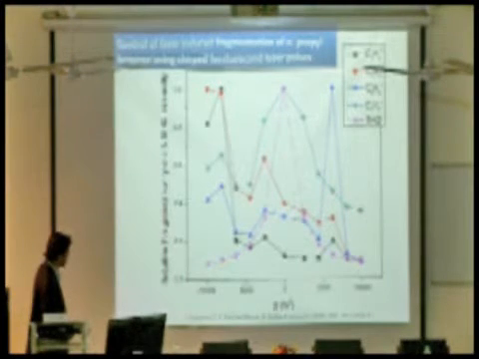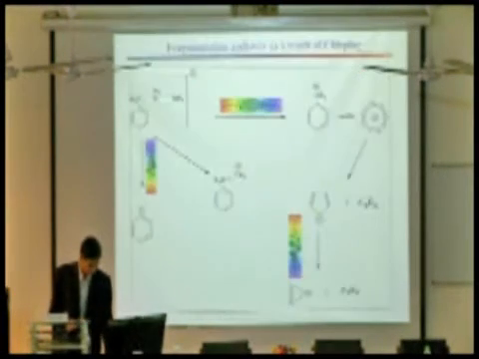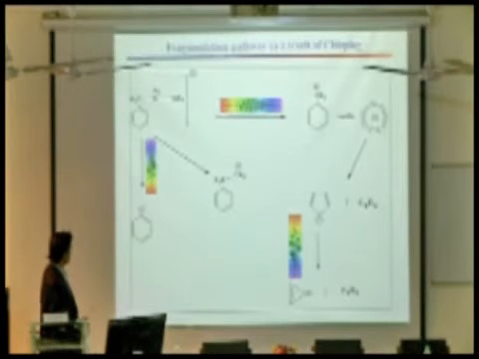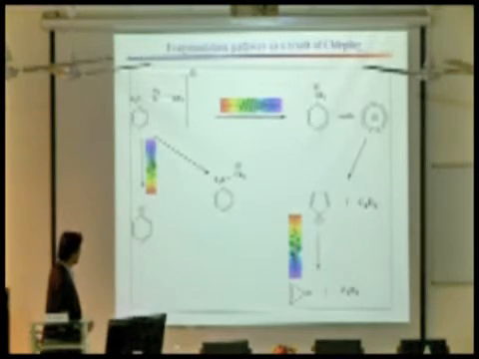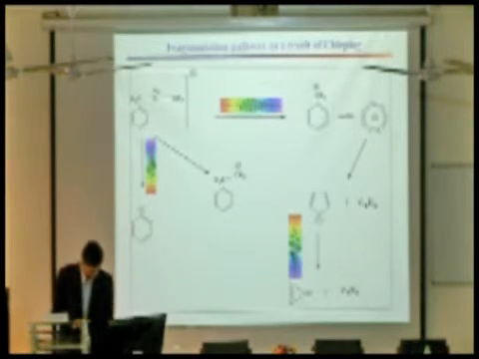So basically by looking at the different frequency components, you can do this. And you can also come up with a mechanism as to why certain fragments are favored versus the others. So for example, red to blue is supporting this fragmentation channel, whereas blue to red is supporting this fragmentation channel.